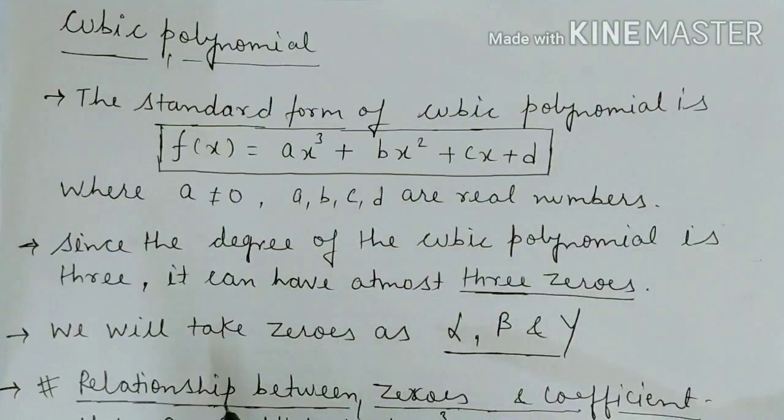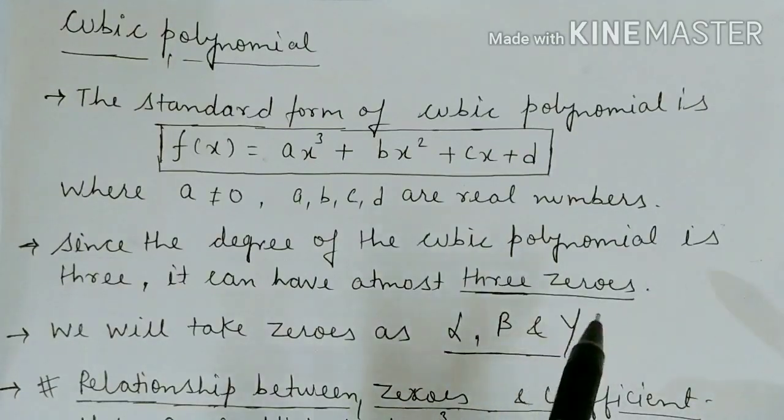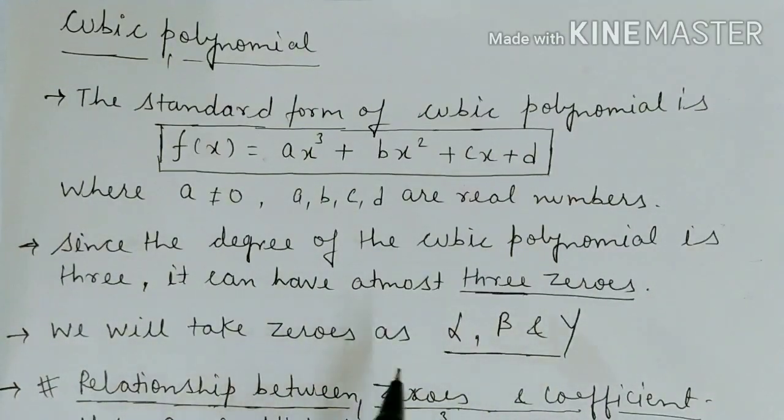Okay? Now, in the second point you can see, since the degree of the cubic polynomial is 3, it can have at most 3 zeros. How many zeros? 3 zeros. In a quadratic polynomial, the degree is 2. That's why we have 2 zeros in the quadratic polynomial. Clear? We will assume the zeros as alpha, beta and gamma. In the quadratic polynomial, we assumed alpha and beta as the zeros, but here there is one more zero, that is gamma. Clear? This is gamma. Is this clear?